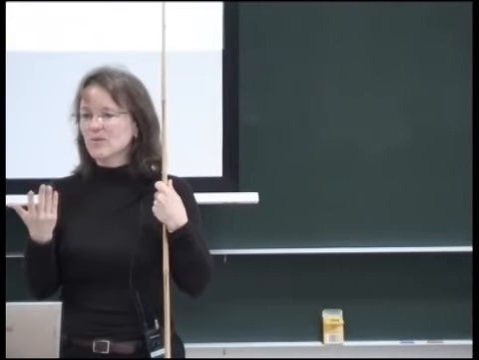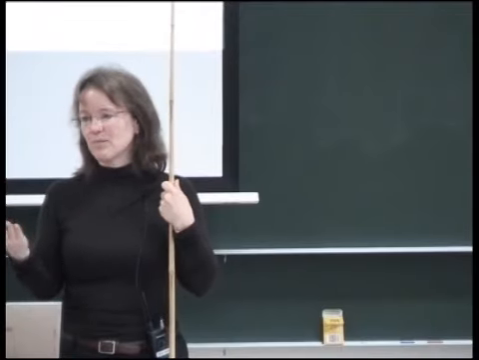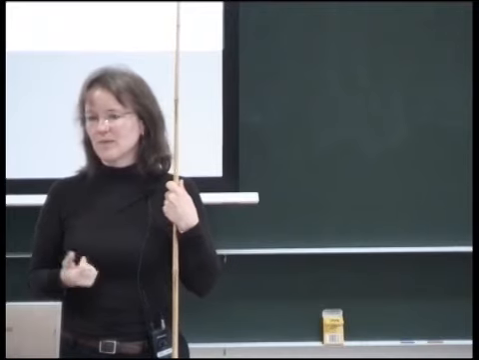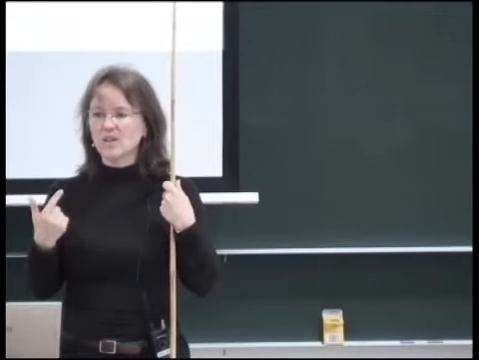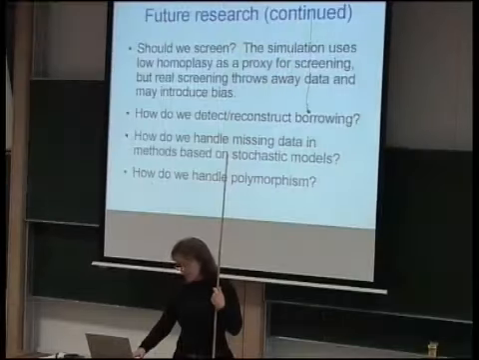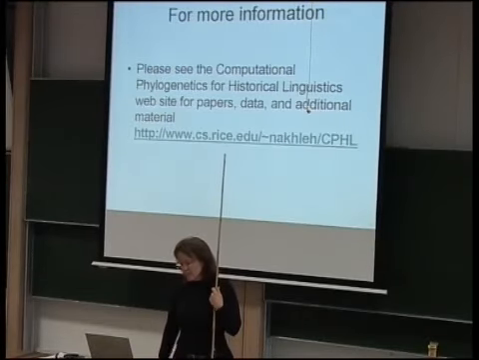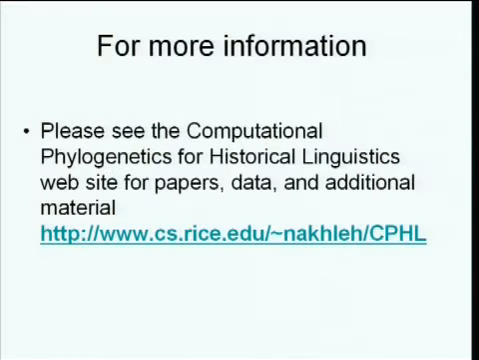There are a lot of ways in which you can end up with more than one word for a given meaning. You can end up with it from borrowing. You can end up with it from semantic shift. All sorts of things can lead to polymorphism, and modeling that appropriately is still something we don't know how to do. And there's a web page that has the data and the papers, maintained by Luay Nakhleh, who is my former student.